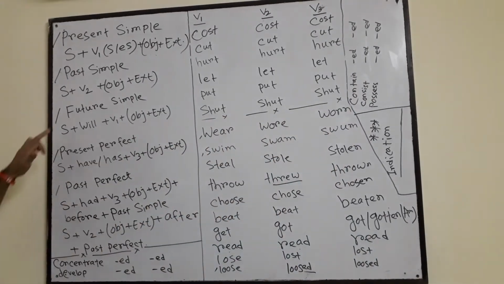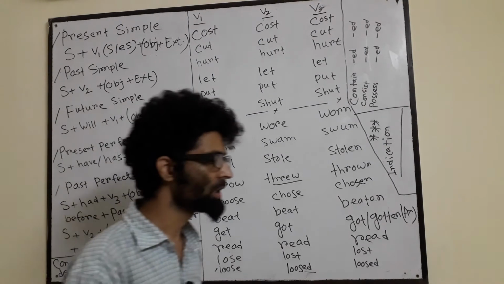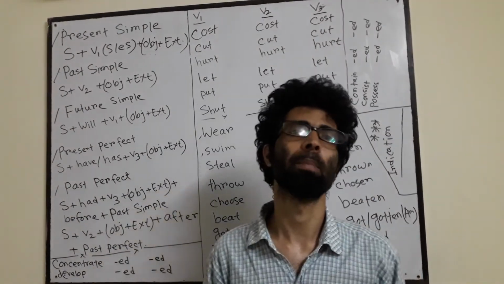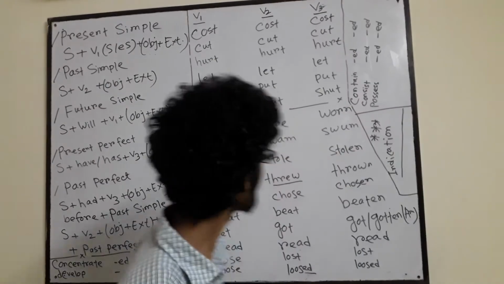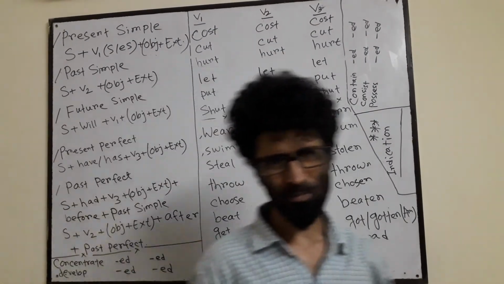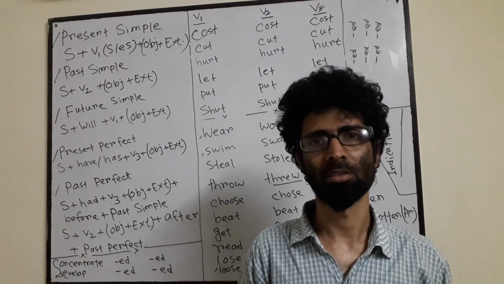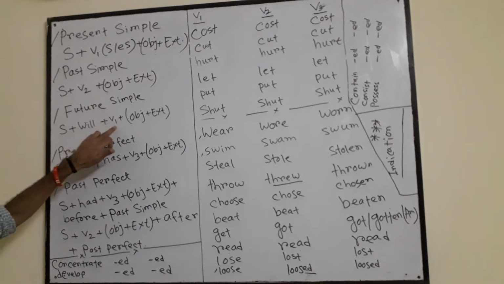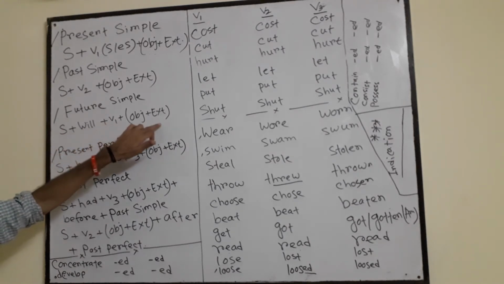Then we can go to the next one, future simple. Let me tell you what's called past simple. Past simple means when something simply happened in the past. Then future simple: when something will happen simply in the future, it's called future simple. See the structure: subject plus will, then V1, then in brackets object or extension.